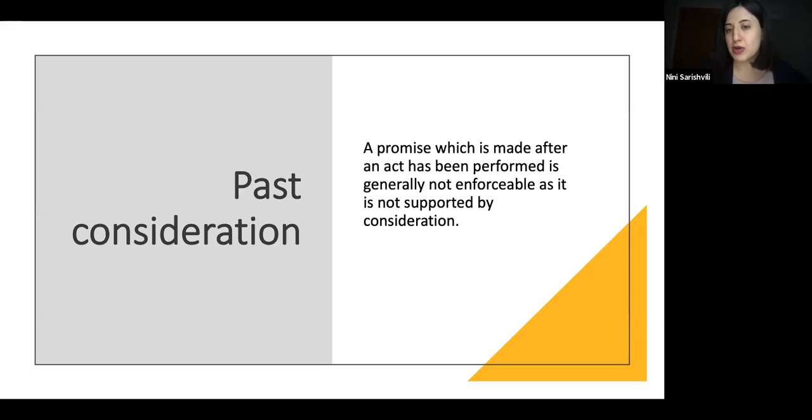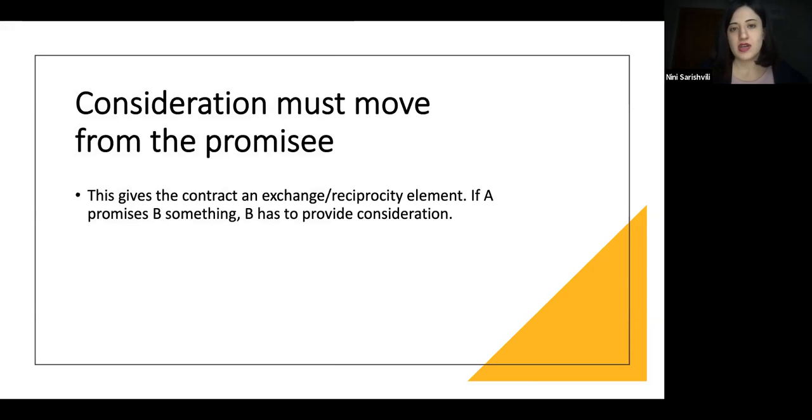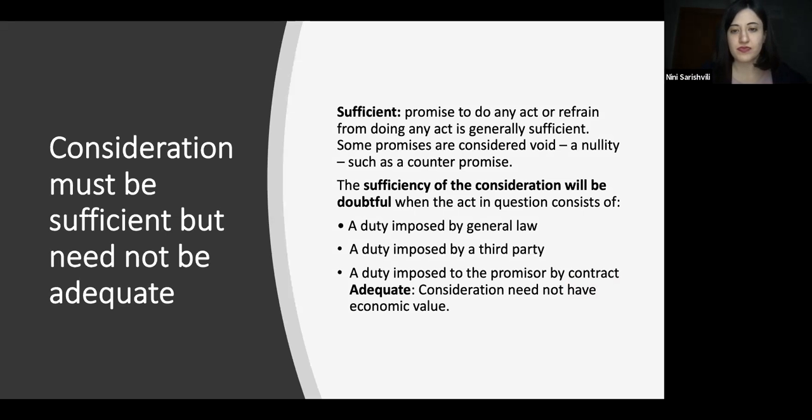Past consideration, a promise which is made after an act has been performed, is generally not enforceable as it is not supported by consideration. Consideration must move from the promisee. This gives the contract an exchange, reciprocity element. If A promises B something, B has to provide consideration. Sufficient promise to do any act or refrain from doing any act is generally sufficient. Some promises are considered void and nullity, such as counterpromise.